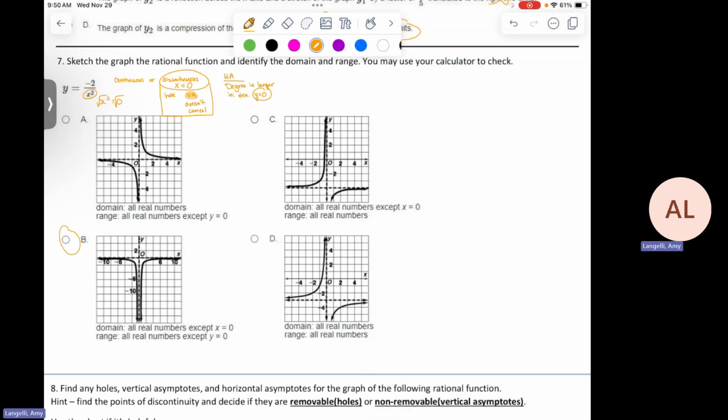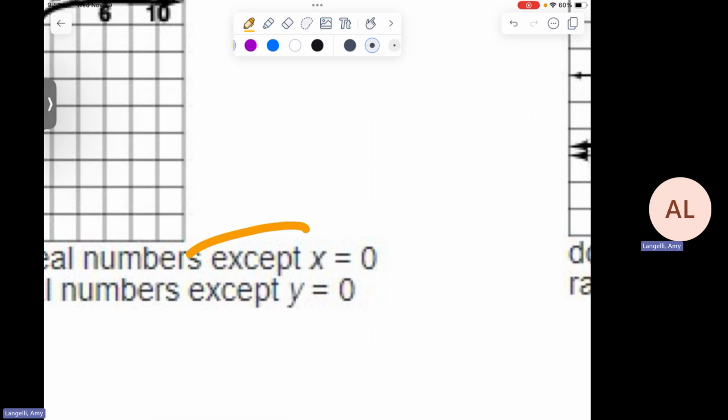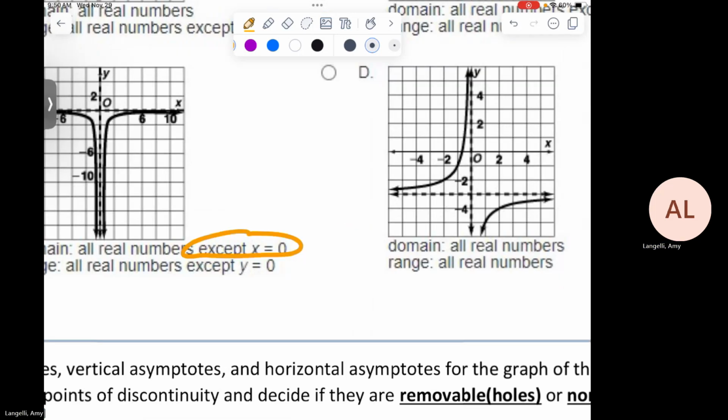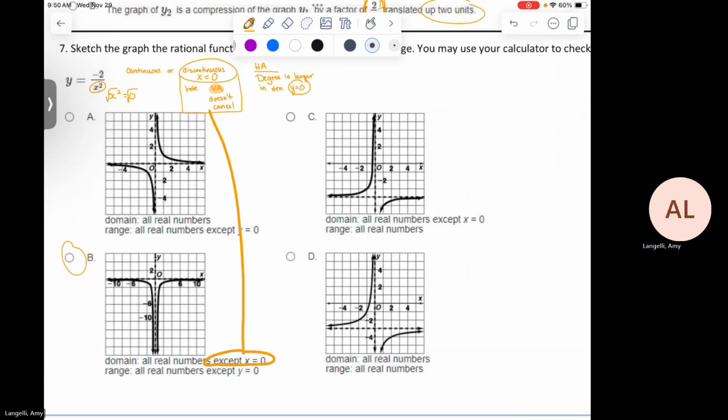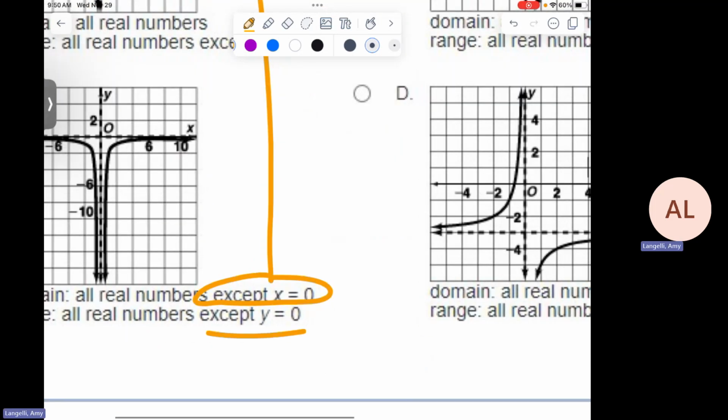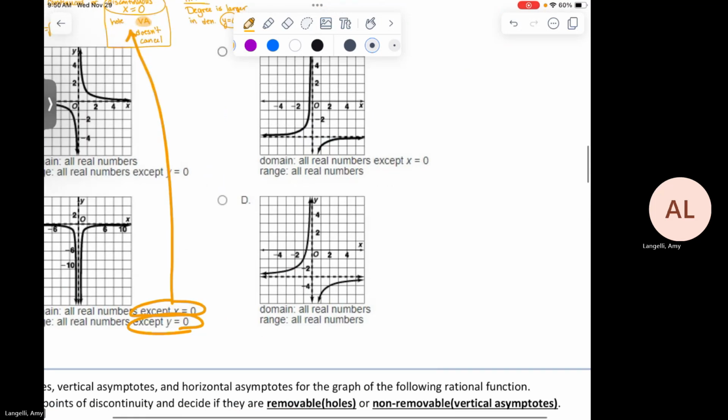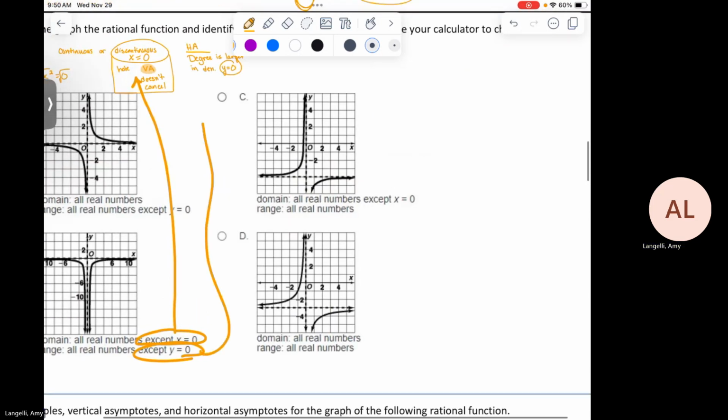I know I am droning on about this problem probably longer than I need to. I'm just trying to make the connection for you from yesterday. See this, except x equals 0? That came from the discontinuous part. And you see that range where it says except y equals 0? That came from the horizontal asymptote part. Hope that was helpful.